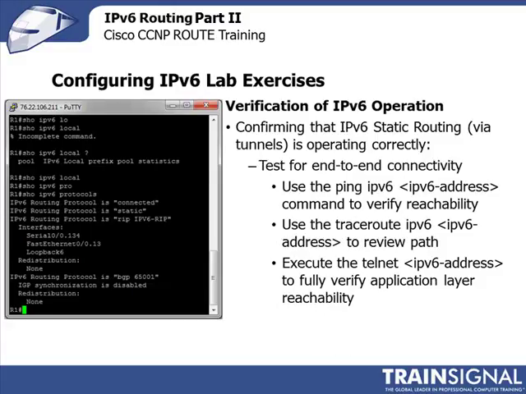Another thing that you can do, which we actually did, if you remember, is that we found a mistake in the configuration and went back and fixed it. We were able to do that because the ping was unsuccessful. So you can use the ping IPv6 command to verify reachability. You can use traceroute to review the path. And then, as with everything else, you can use application layers like Telnet to verify full application layer reachability, which is sort of the acid test of a fully operational network.